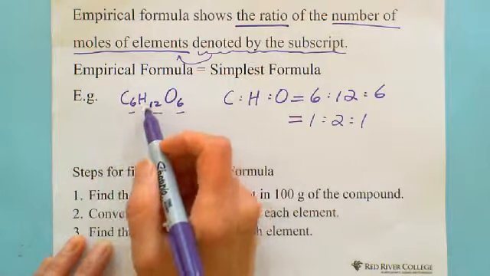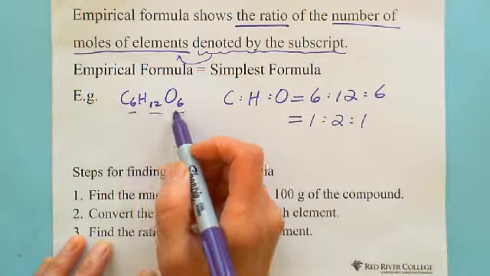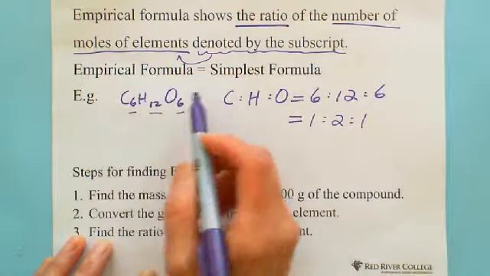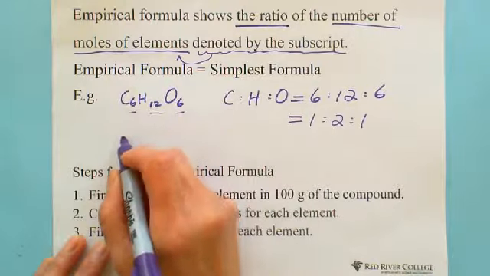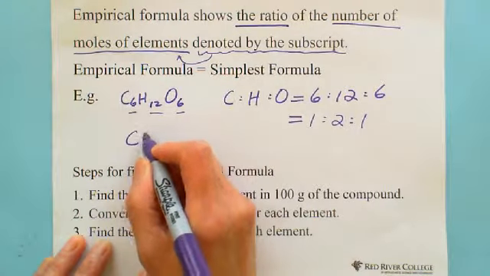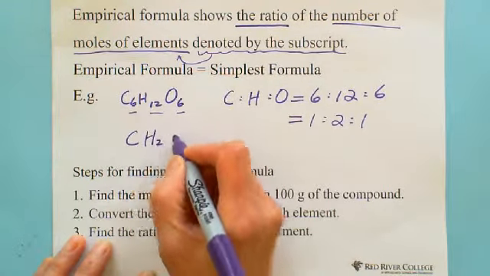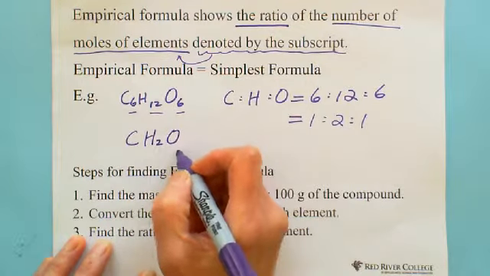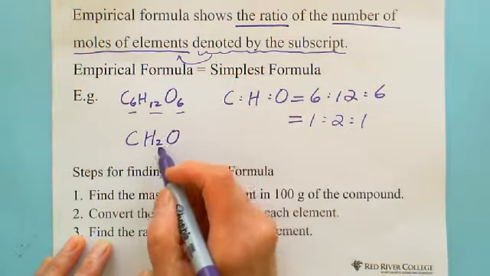So in this case, for glucose C6H12O6, the simplest or empirical formula is CH2O, because for 1 we don't need to write 1.